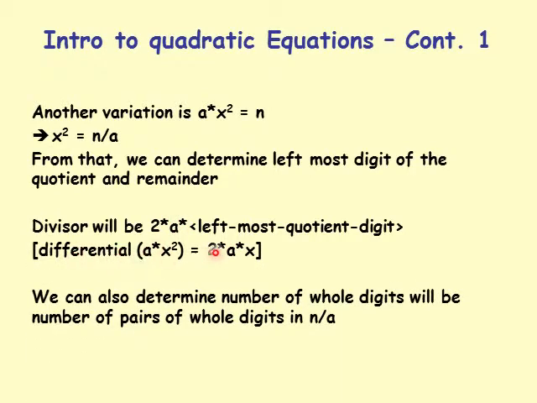The differential of a x squared is 2 times a times x. So we get the first quotient digit and multiply that by 2a. That would be our divisor. We can also determine the number of whole digits: it will be the number of pairs in the whole digits of n divided by a. So if you need to know how many whole digits there are, we can compute n divided by a and see how many pairs are in its whole digits.